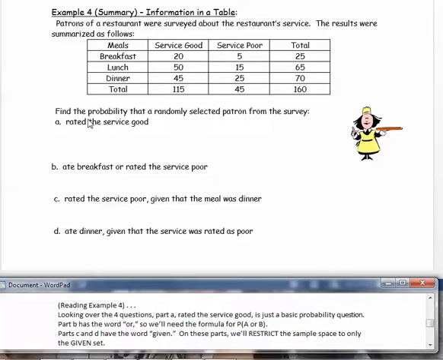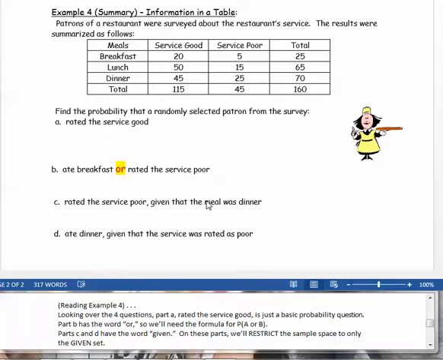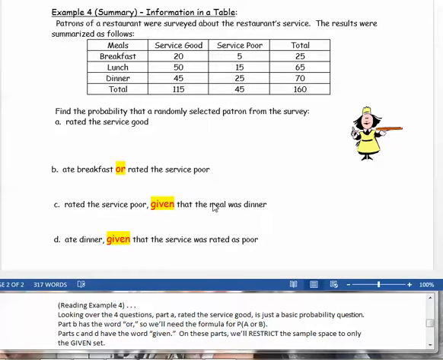Looking over the 4 questions, parts A, B, C, and D in example 4, part A just asks the probability that they rated the service as good. That's just a basic probability question. Part B has the word or. So we'll need the formula for probability of A or B. Parts C and D have the word given. On these parts, we'll restrict the sample space to only the given set.